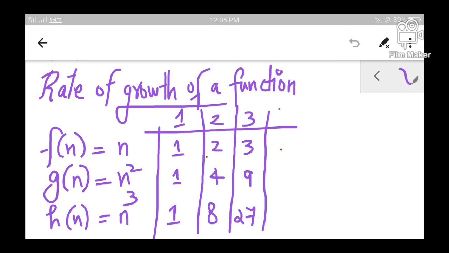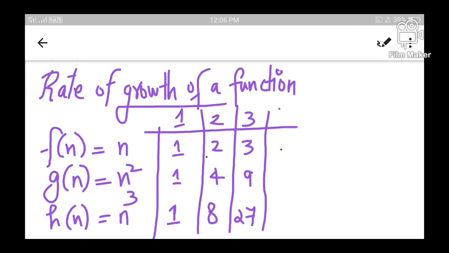To be more specific, compared to f of n, g of n grows twice as fast, whereas compared to f of n, h of n grows thrice as fast. In this way, when we compare the growth of functions, depending on the increasing values of n, which one is faster and which one is slower, this rate of growth is termed as growth of a function.